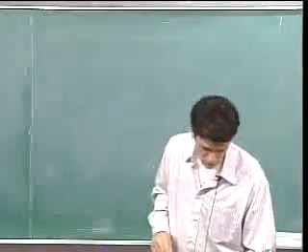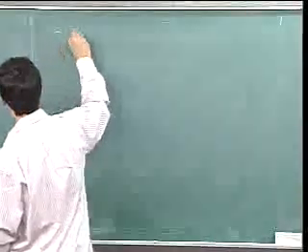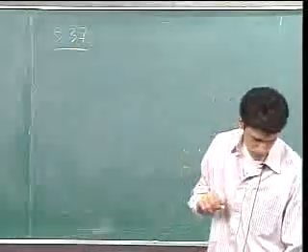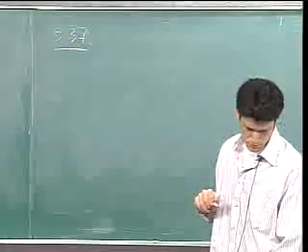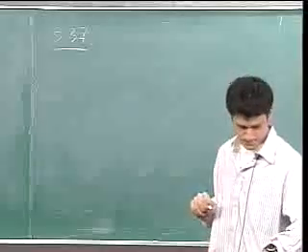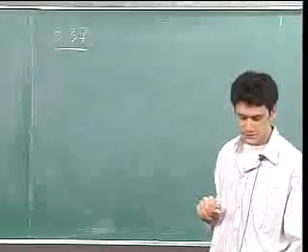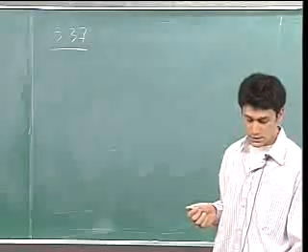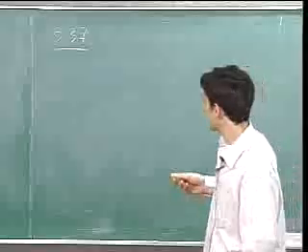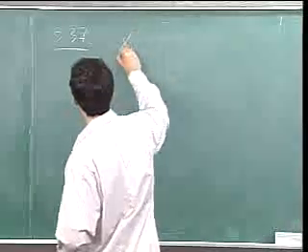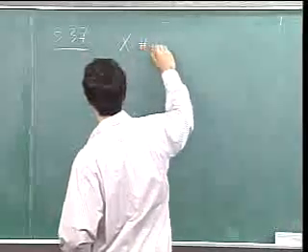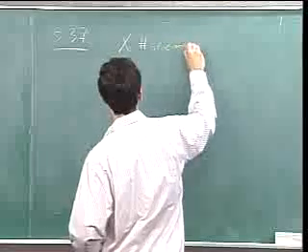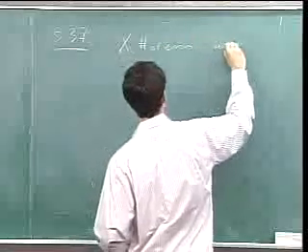So now let's do 337. A manuscript is sent to a typing firm consisting of typists A, B, and C. So let's say X is the number of errors in the manuscript.